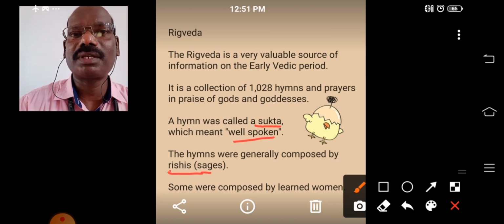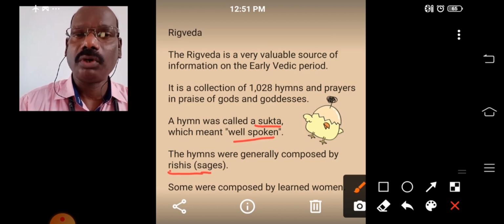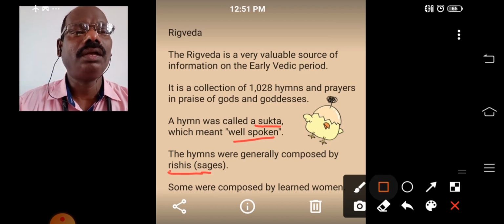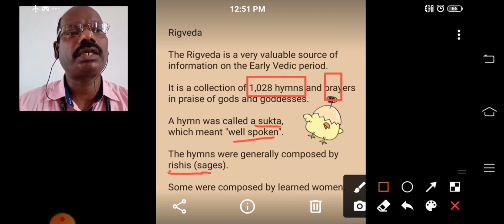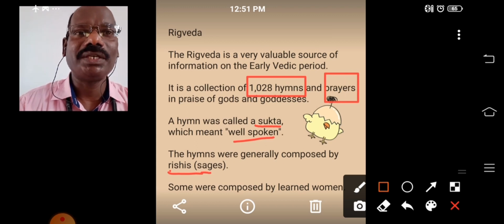Okay, we learned some interesting and important facts about the Rigveda. Rigveda is good evidence about the life of the people of the early Vedic period. Next we saw that there are 1028 hymns in the book. Also prayers are there, the prayers praising gods and goddesses. These hymns we call Sukta. And who wrote these? The rishis and some learned women.